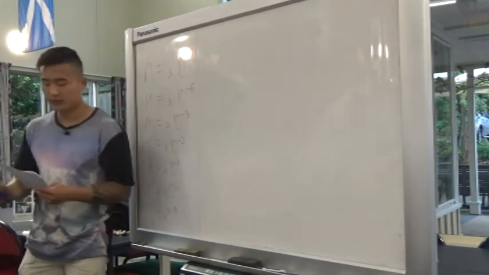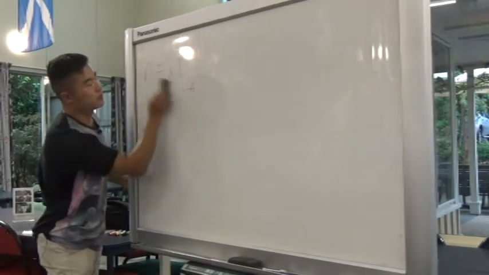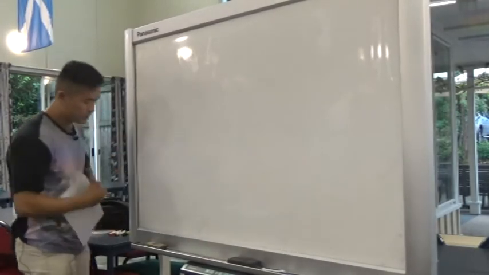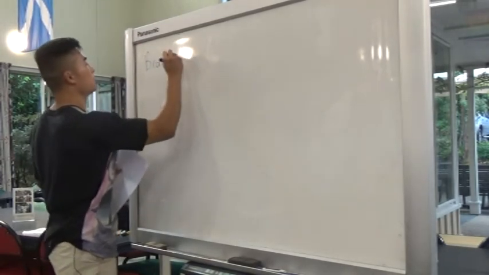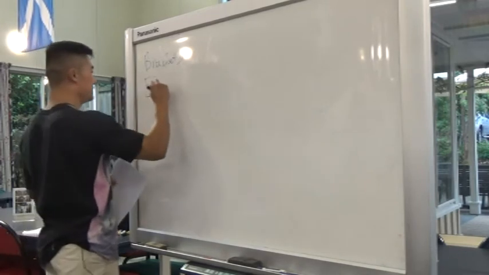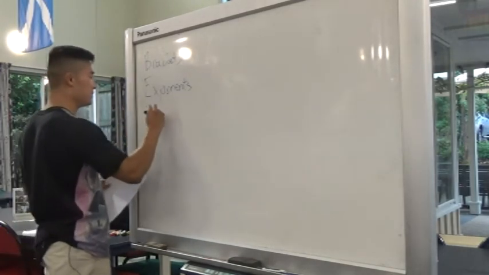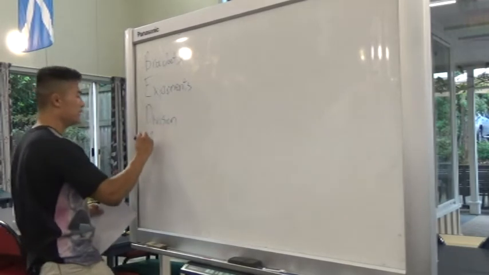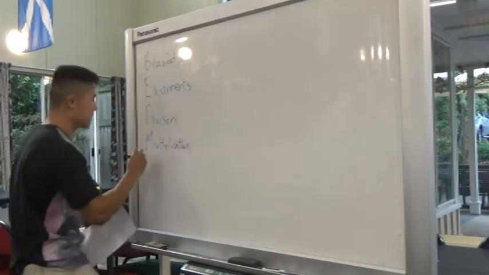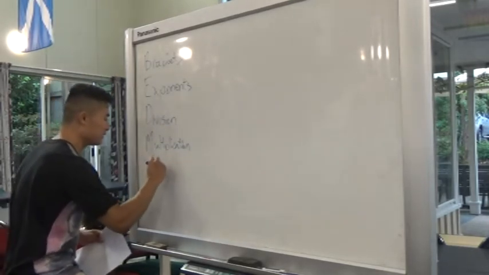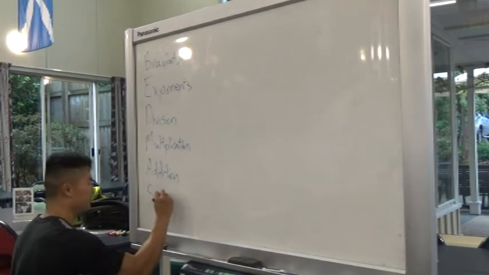So BEDMAS, that stands for: B is for brackets, E is for exponents, D is for division, M is for multiplication, A is for addition, S is for subtraction.